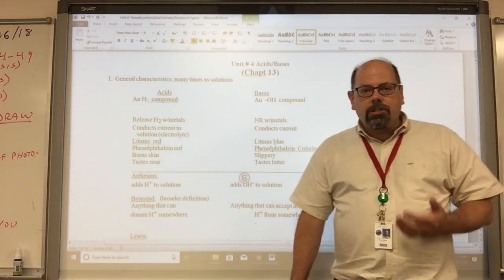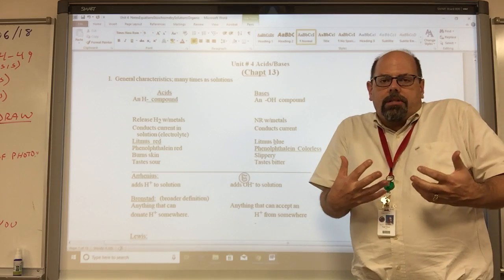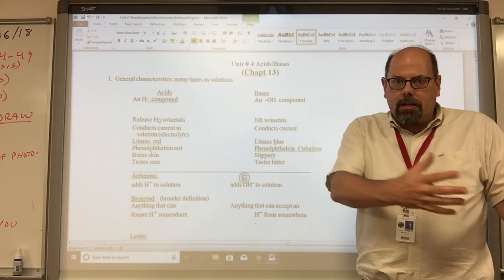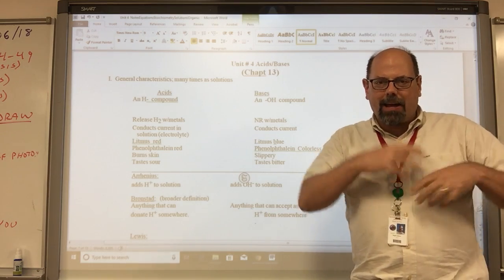All right, we finished up the solutions. Talking about solutions, they are when water or some other substance, some other phase like a liquid, comes and pulls apart another substance atom by atom and surrounds it.